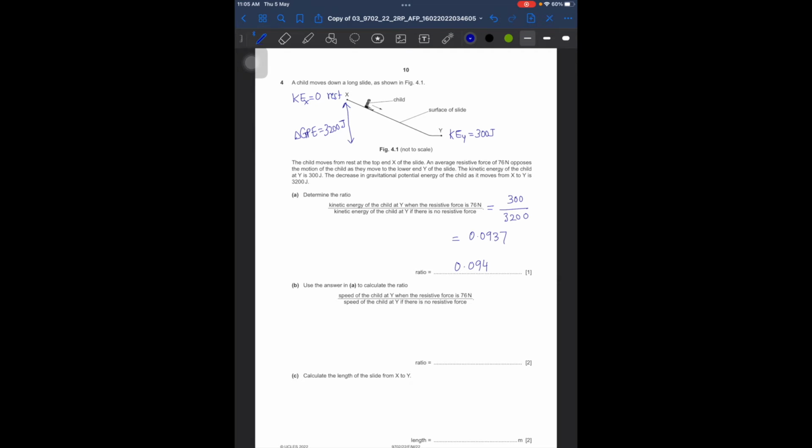Okay, I hope that you get that point. If there was no resistive force on the slide, then whatever is the decrease in GPE should have been the increase in KE. And that's why we are writing the denominator as 3200 if there was no resistive force. Now, next part, it's asking for speed. The same question, but it's now asking for speed.